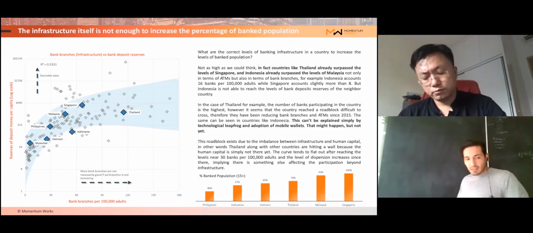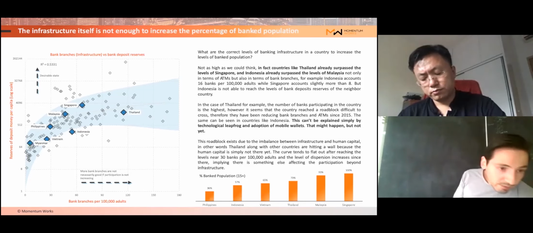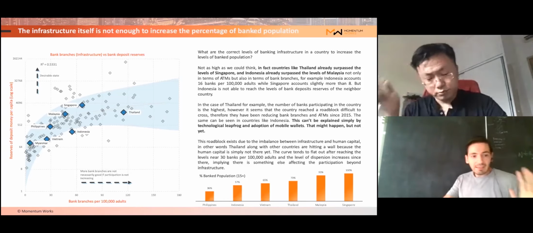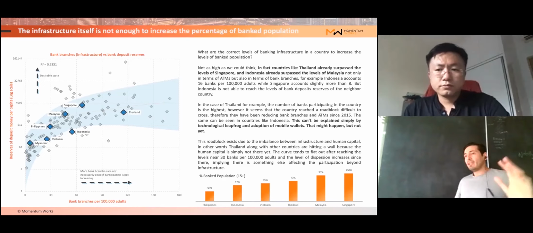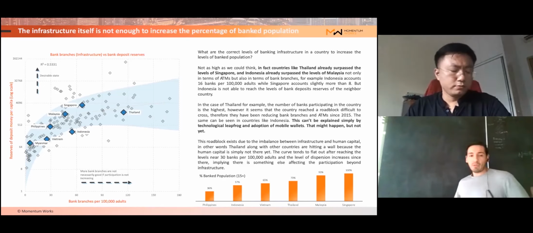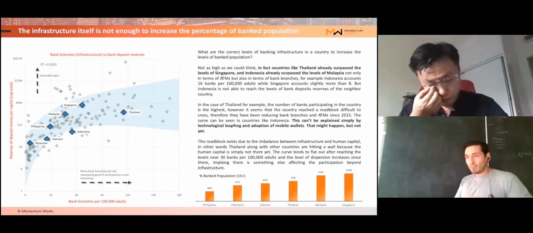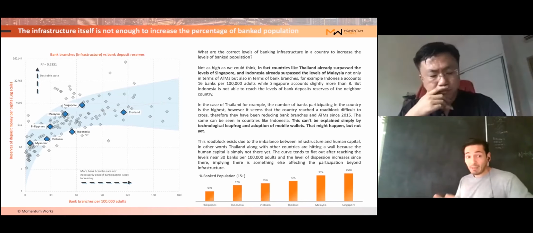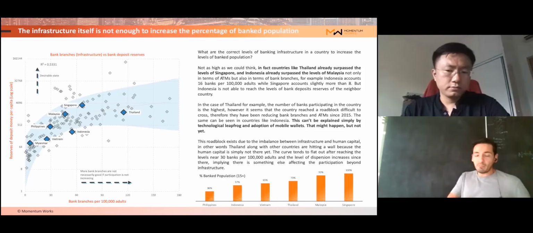So for example, in this chart here, what we're showing is, in the x-axis, the bank branches per capita, and in the y-axis, the reserves of deposit money, basically how much bank account money a country has, right? And this is interesting, because a country like Thailand, even if they are making a great effort to improve the number of banks per capita, and actually they have more banks than Singapore, they haven't been able to improve the reserves of deposit money in banks.